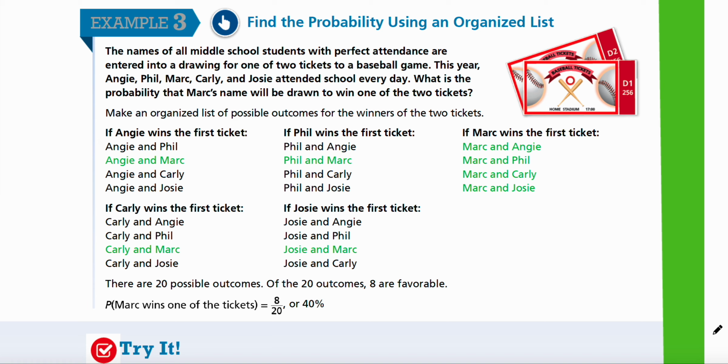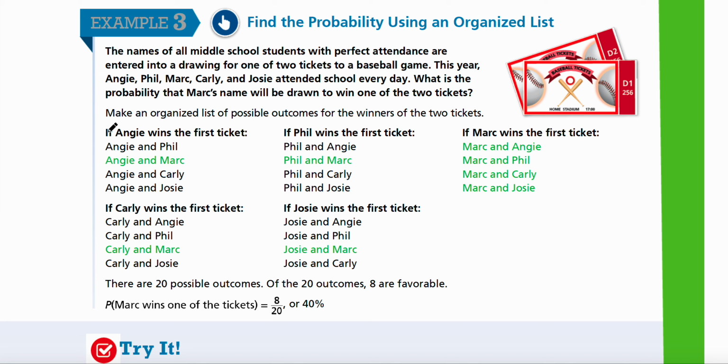Okay, so you can only apply, you can only win when you have perfect attendance, and this year we only have 1, 2, 3, 4, 5 people who have perfect attendance. So, what is the probability that Mark's name will be drawn to win one of the two tickets? So they have 2 tickets. So you can make a list of possible outcomes, right?